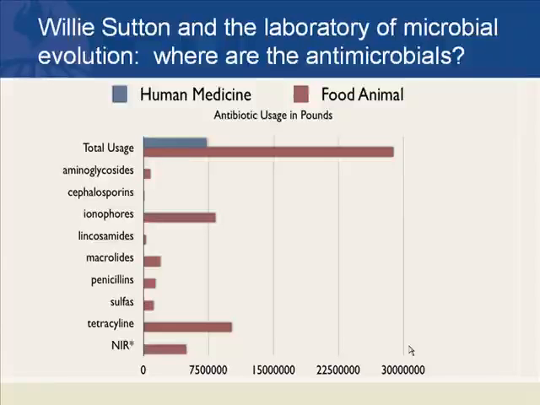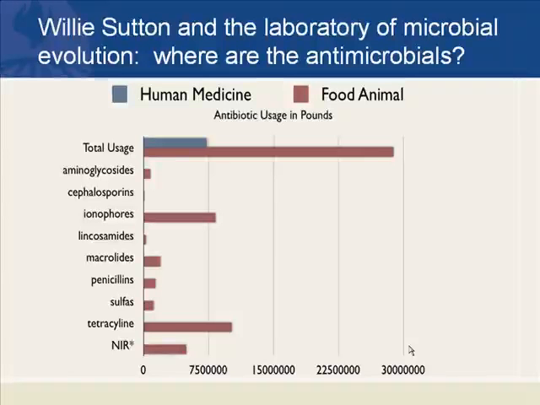I'd also say, if you adopt the Willie Sutton principle that you want to know where the crimes are happening, you look to where the money is. So I would suggest to you, if you're thinking about the laboratory of microbial evolution and the contribution of the stressors of antibiotics, you need to know where the antibiotics are.